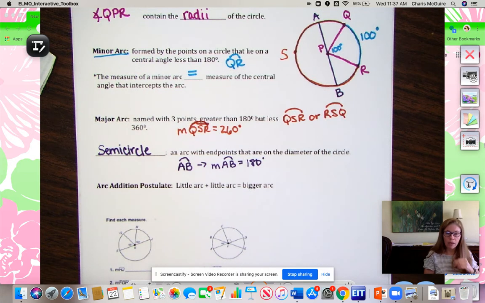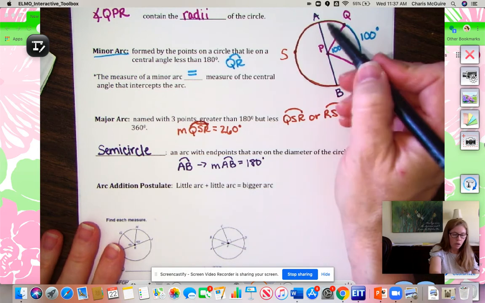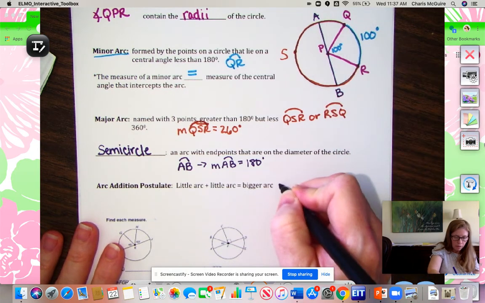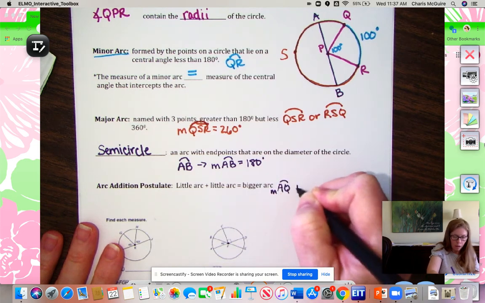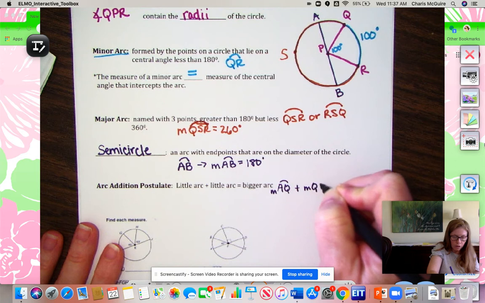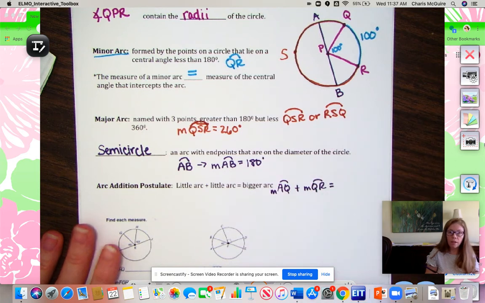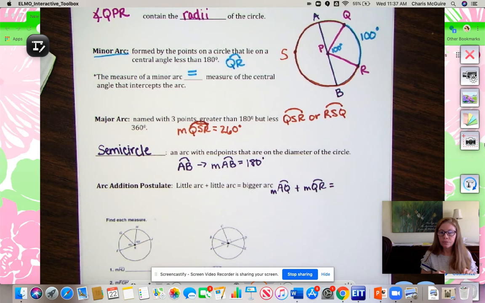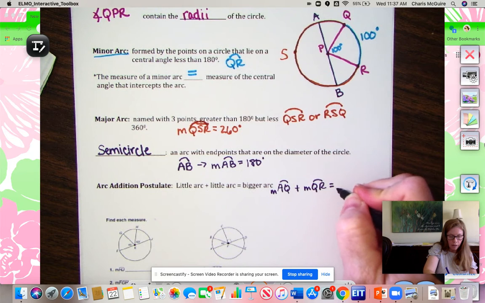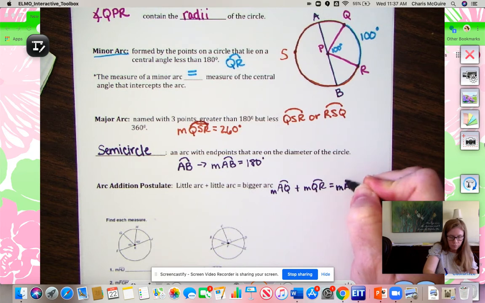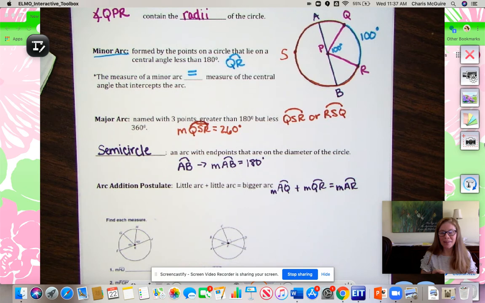So let's just use our picture up at the top. Does the big arc always have to be using a major arc? No. We could look at the picture. We could do arc AQ, right? We could do the measure of arc AQ, excuse me, because we're adding, right? Plus the measure of arc QR. And what should that equal, my friends? That's right. It should equal the measure of them put together, arc AR. So you are allowed to add arcs together.